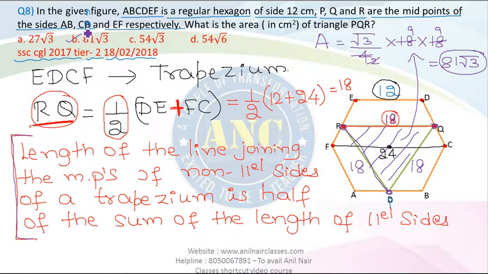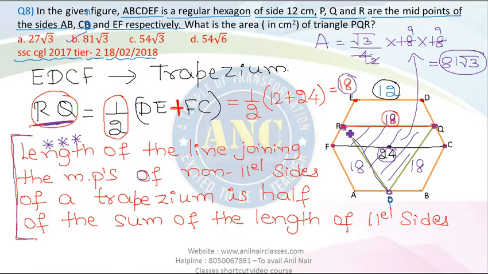In this question, two important things you need to do: you should join these F and C, and you should know that is 24. And second thing is you should know this important property. Again I am repeating that property. Length of the line joining the midpoints of non-parallel sides of a trapezium is always half of the sum of the length of parallel sides. From there I got RQ value as 18.